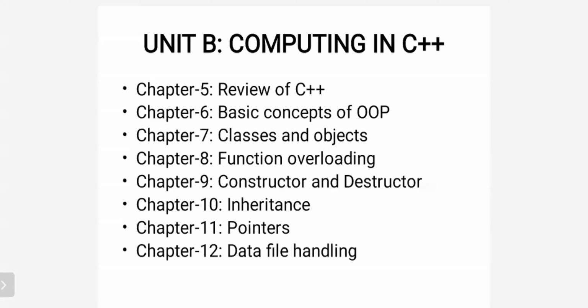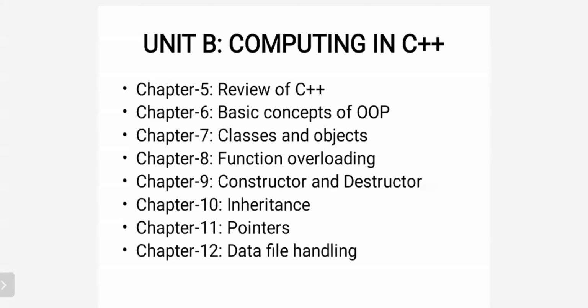The second chapter in unit B is basic concepts of OOP. This chapter was also already studied in first PUC, and the same concepts we explain again in second PUC. The third chapter in unit B is classes and objects. It is a very important chapter because all the practical oriented programs are implemented using these concepts only, the classes and objects concept. Next, the fourth chapter is function overloading.